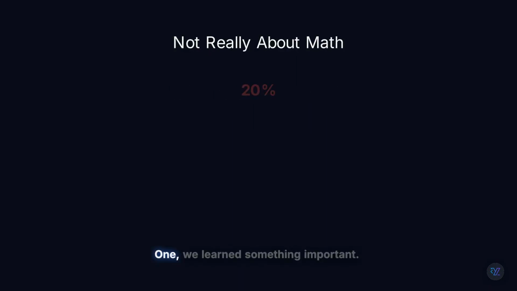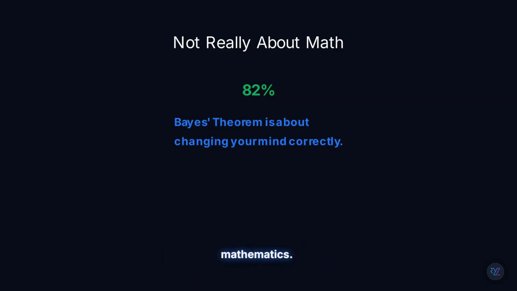At the end of part 1, we learned something important. Bayes' theorem isn't really about mathematics. It's about changing your mind correctly. You start with an initial belief, then new evidence appears. And instead of guessing, you update that belief using probability. That's exactly what Bayes' theorem does.